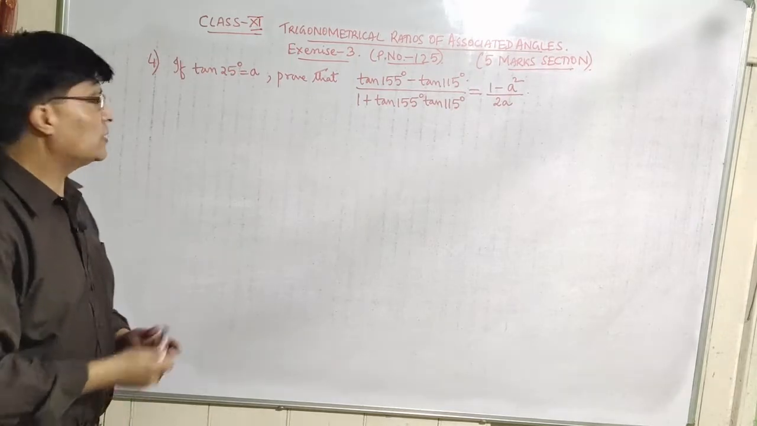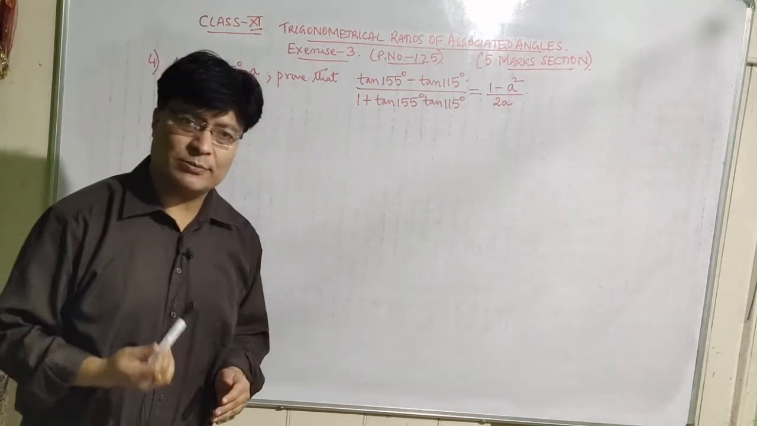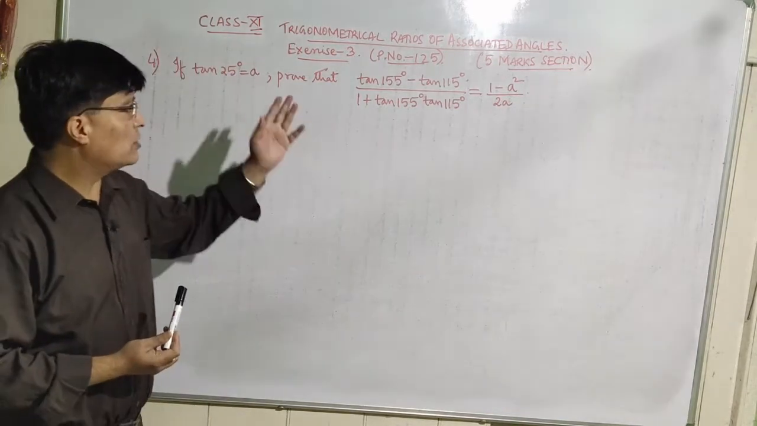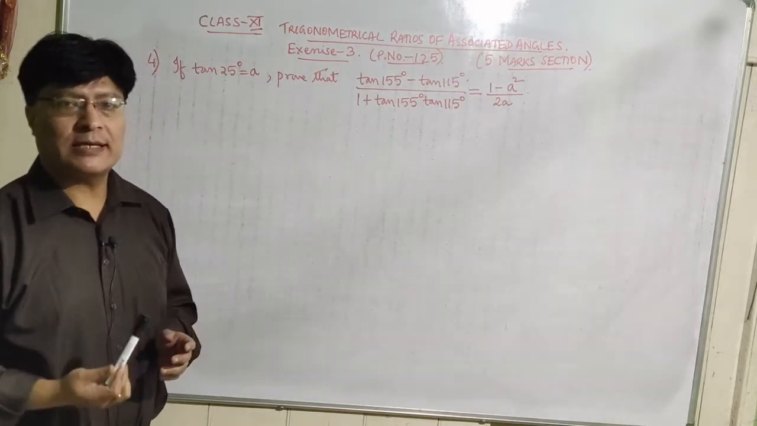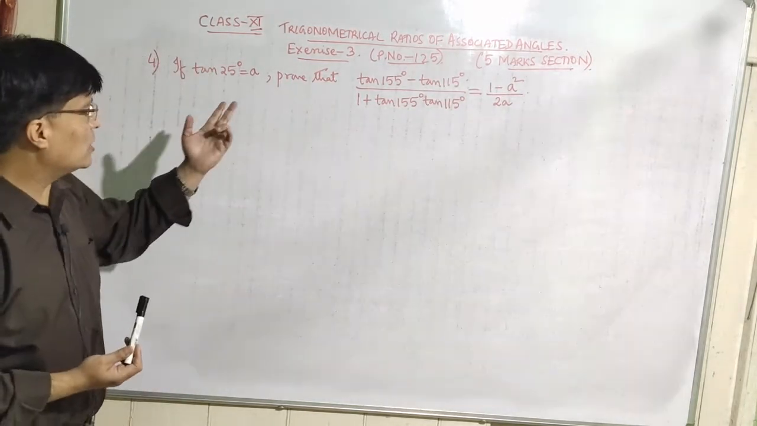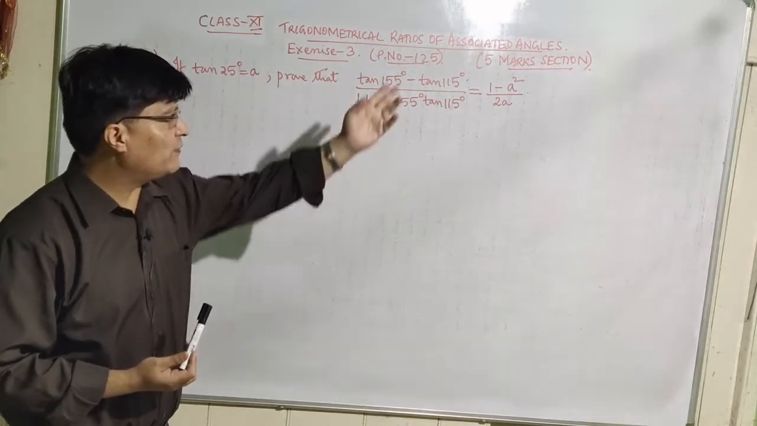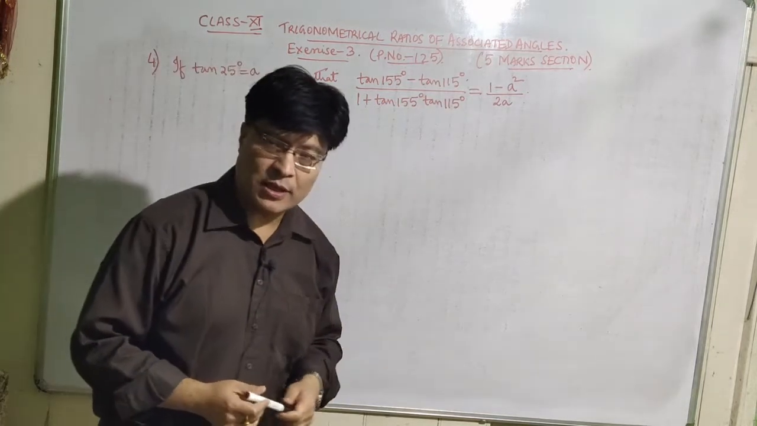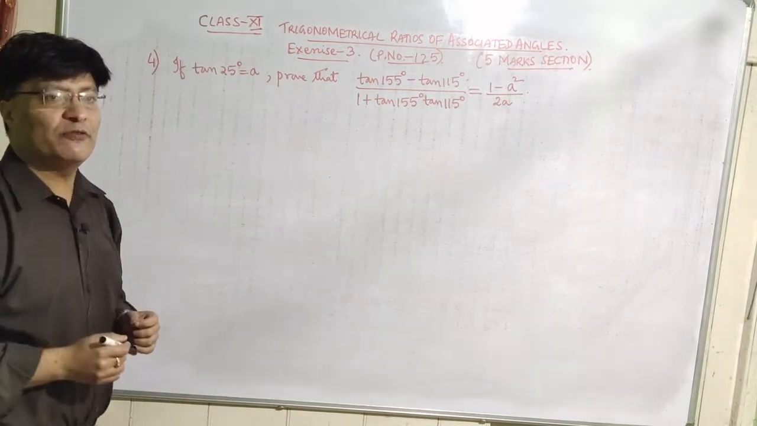So now I am doing class for class 11. Today is the continuation class of the chapter Trigonometrical Ratios of Associated Angles. In the last online class also we were doing the same chapter. So today we will do the same exercise 3, page number 125. This is from the 5 mark section, right? So let's do this question number 4.